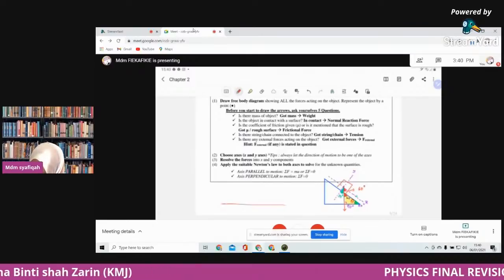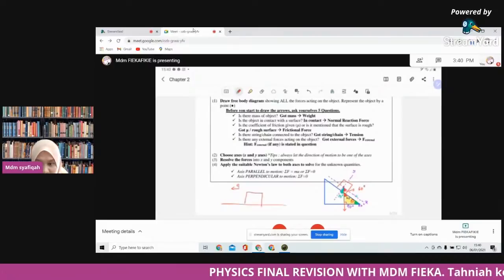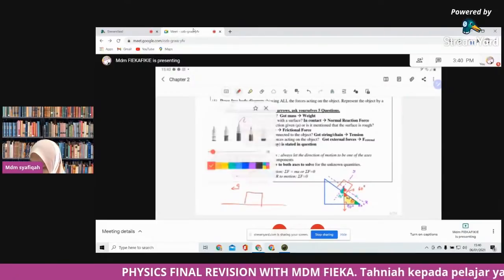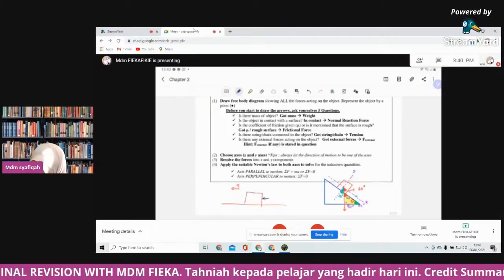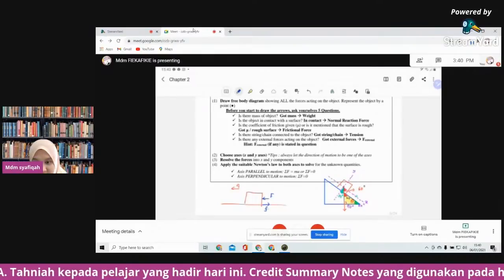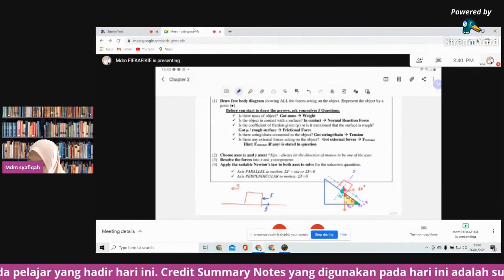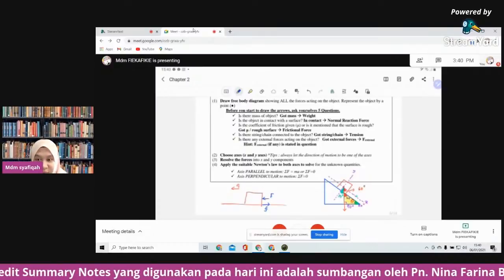Okay, saya bagi yang ni. Kalau dia bergerak ke kiri, A, okay, contoh awak tolak dia ke belakang. Dia bergerak ke kiri. Lepas tu kita ada frictional force ke kanan. Okay. Tak boleh awak kata F yang positif, sebab F ke kanan. Bukan.